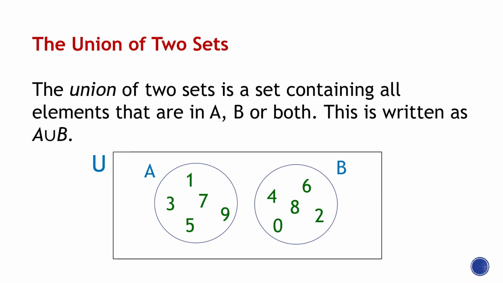And here what we have is the union of two sets. The union of two sets is a set containing all elements that are in A, B, or both. This is written as A union B, and that's the symbol for the union. Here, we have again a Venn diagram to represent the concept of the union of two sets. We have a rectangle and two subsets, A and B. If we put all those elements together, then we have what we call the union of two sets. All right?